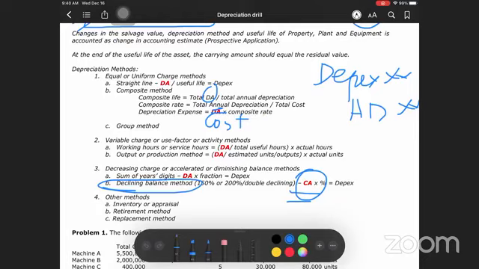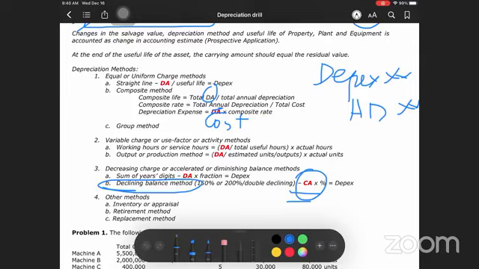So the depreciation expense here is equal all throughout the period or all throughout the useful life, unless there are changes in the useful life, changes in the salvage value, or changes in the depreciation method.